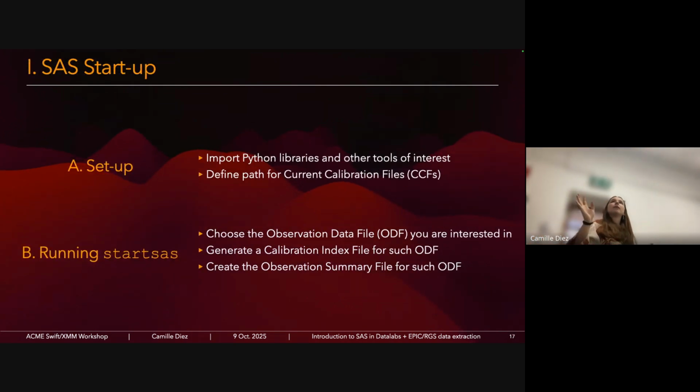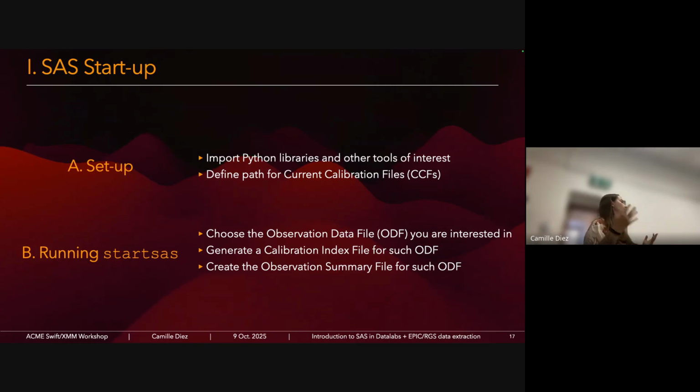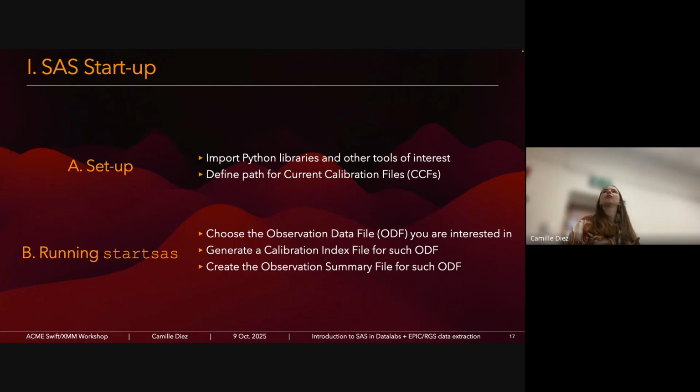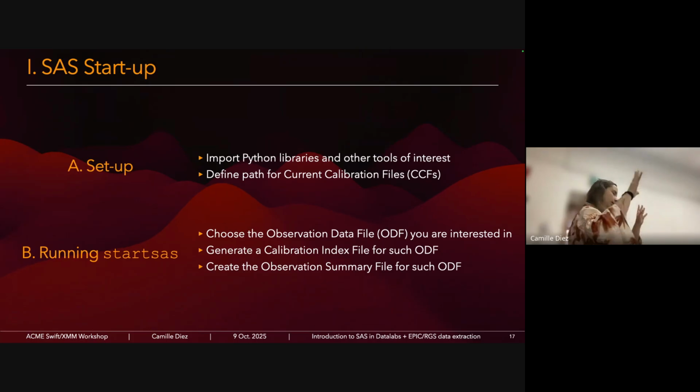As Aitor mentioned this morning, I summarized with bullet points. We do the SAS startup. You import all of the Python libraries that you want to use in your Jupyter notebook. You define the path for the calibration files that you have mounted as a data volume. Then you choose the observations that you are interested in, and then you do all of the startup steps. It's explained, no worries, just a few comments.